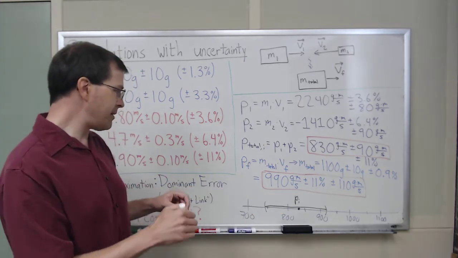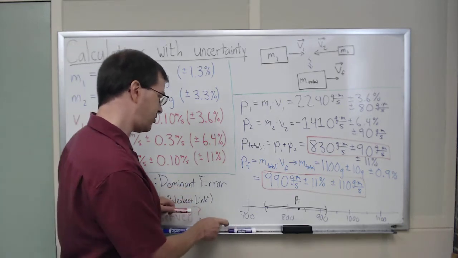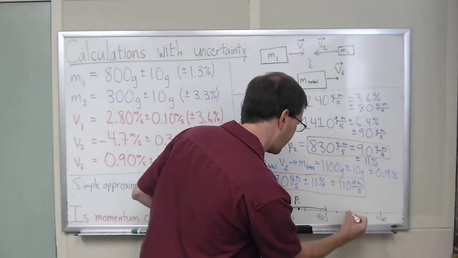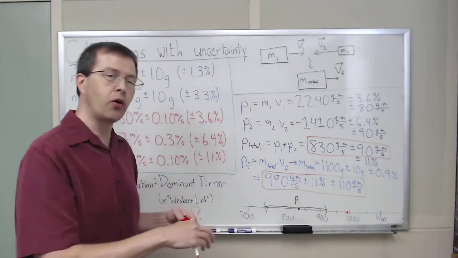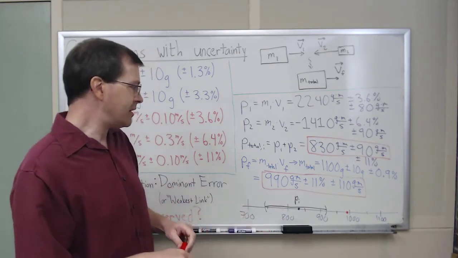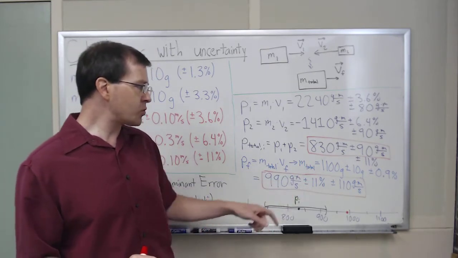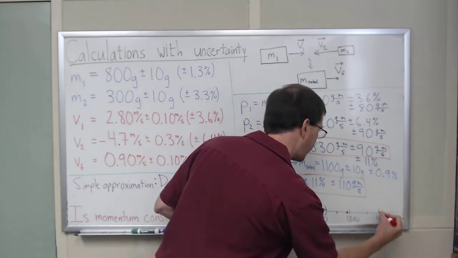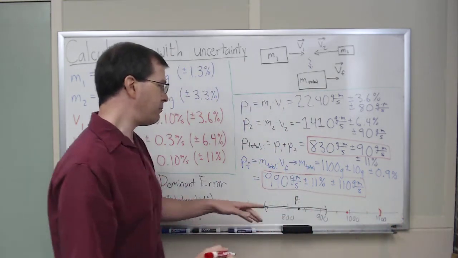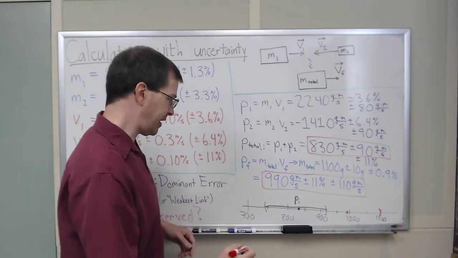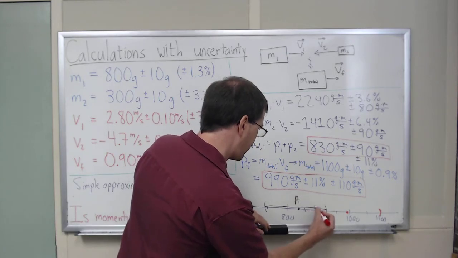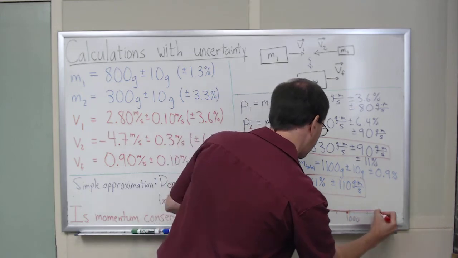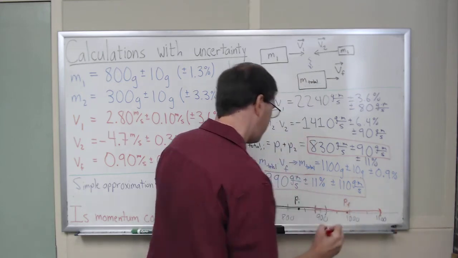Then I can do the same thing looking at my final momentum. P final is 990, all the way over here. That's outside of this range. So you might say that's bad, right? I'm out of luck. 990 is about there, but plus or minus 110. 990 plus 110 would be 1100, out to about here, and minus 110 would be 880, about here. So if I put those together, this is my P final point.